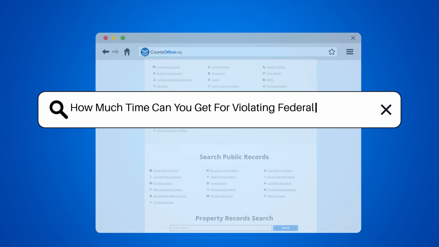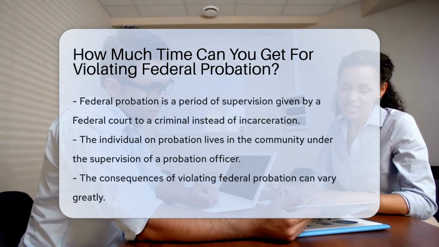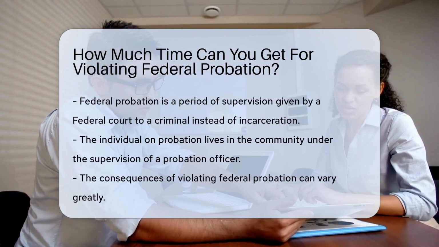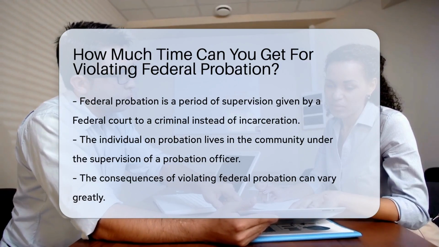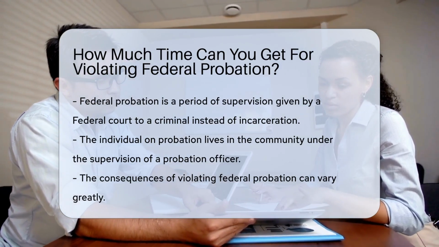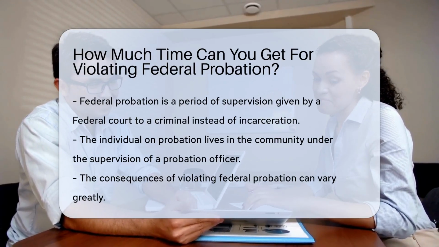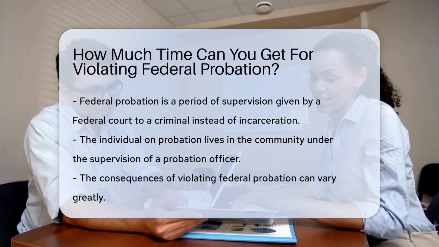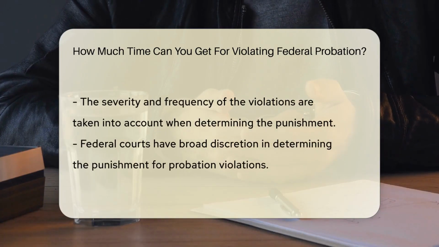How much time can you get for violating federal probation? Federal probation is a period of supervision handed down by a federal court to a person who commits a crime. This probationary period is an alternative to incarceration, allowing the individual to live in the community under the watchful eye of a probation officer. But what happens if you violate the rules of this probation?